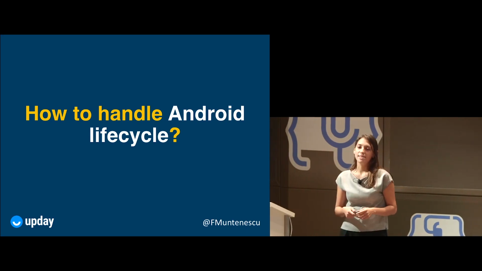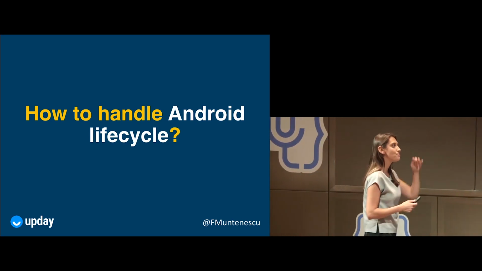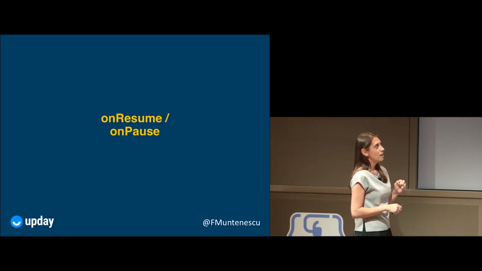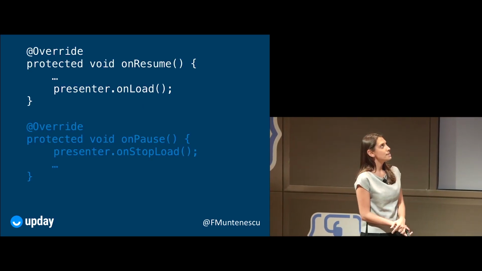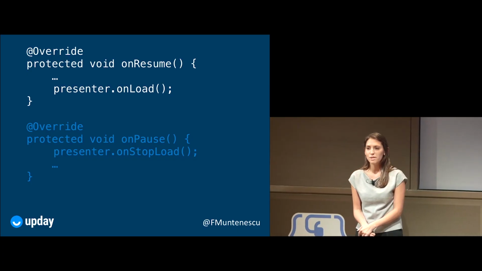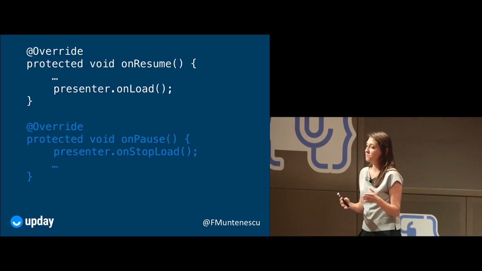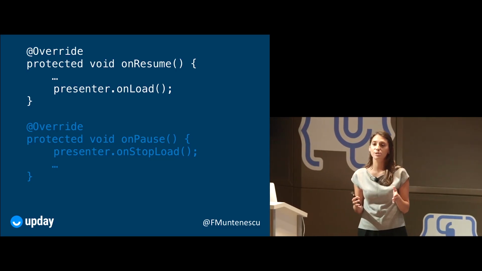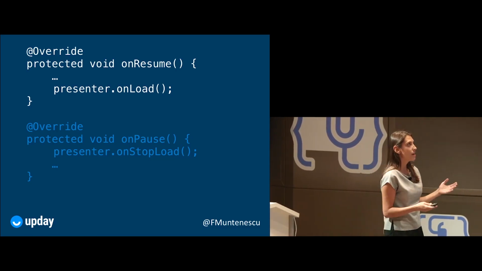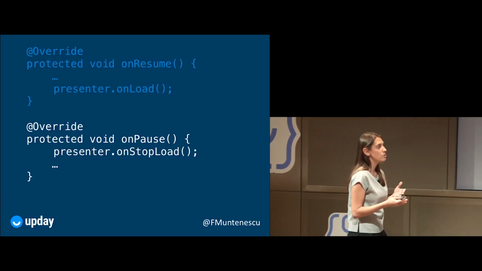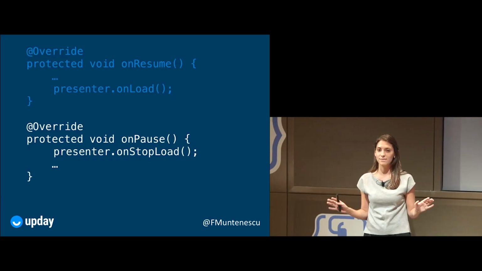How about the Android lifecycle? What are the roles of the Android lifecycle in MVP and MVVM? Well, let's start with onResume and onPause. Actually, onResume would be the place where the view says, okay, presenter, now I'm ready to load the data. And then onPause would be the place where the view tells the presenter, okay, I don't want to present anything else. That's it, I'm done.